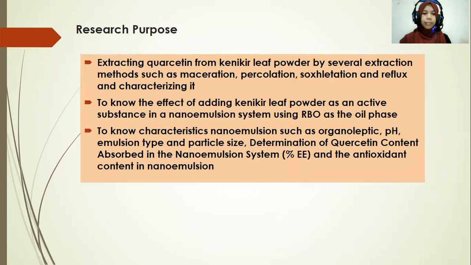Research purpose: extraction of quercetin from KENIKIR leaf powder by several extraction methods such as maceration, percolation, separation, and reflux, and characterizing it. To know the effect of adding KENIKIR leaf powder as an active substance in a nanoemulsion system. To know the characteristics of the nanoemulsion such as organoleptic, pH, emulsion type, and particle size. Determination of quercetin content absorbed in the nanoemulsion system and the antioxidant content in the nanoemulsion.